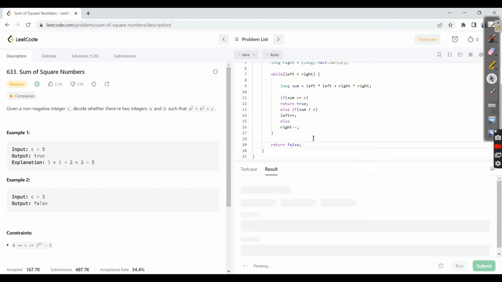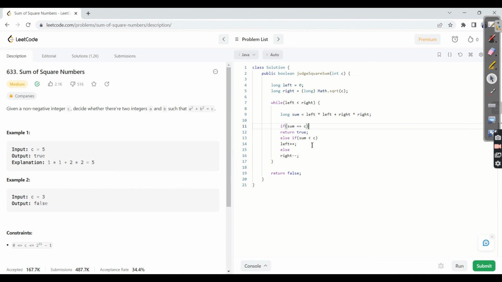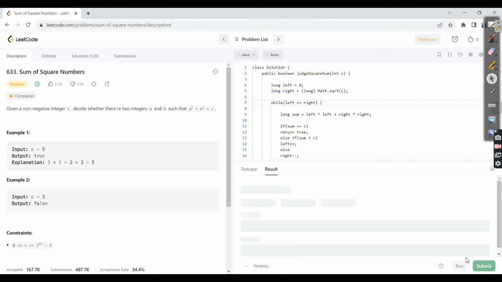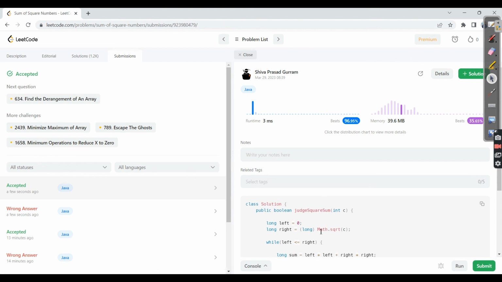Now let's run. Okay, let's submit. Output false, expected true. Let's see what is the mistake we did here. Okay, you see, it should be actually left less than or equal to, right? That's it. It got submitted successfully and it took 3 milliseconds and it beats 19.95 percent of online Java submissions.